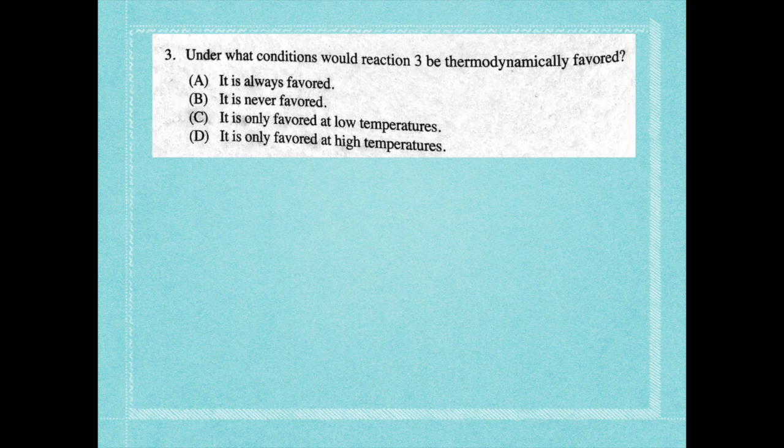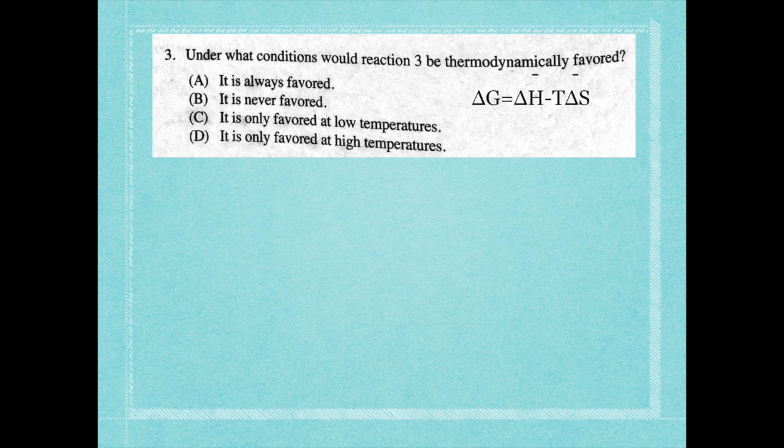For number 3, it says, under what conditions would reaction 3 be thermodynamically favored? In order to answer this question, I need to, once again, use my delta G, my Gibbs free energy formula, because remember, thermodynamically favored means your delta G is negative. So for reaction 3, my delta H is negative. If you look at reaction 3, I have 4 moles of gas on my reactant side and 2 moles of gas on my product side. So what that tells me is that my disorder actually decreases, which means that my delta S is negative.